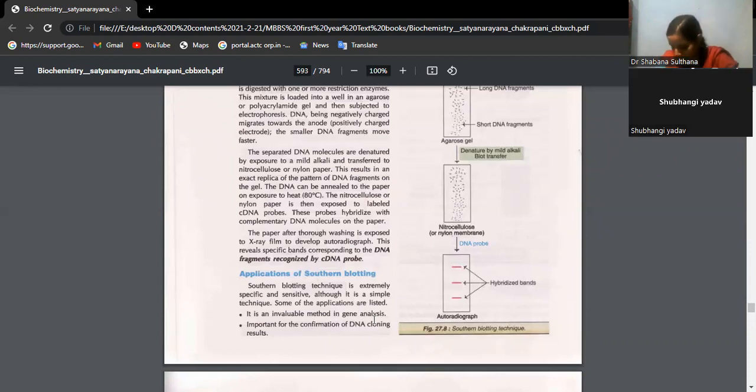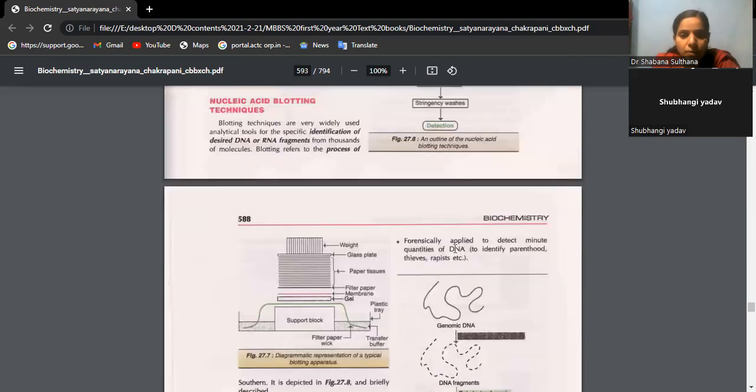Suppose we don't know if the baby really belongs to a particular father, then we can take a particular fragment of DNA from the father and also from the baby, and we will try to match it. So that is an invaluable method in gene analysis for confirmation of DNA cloning results.